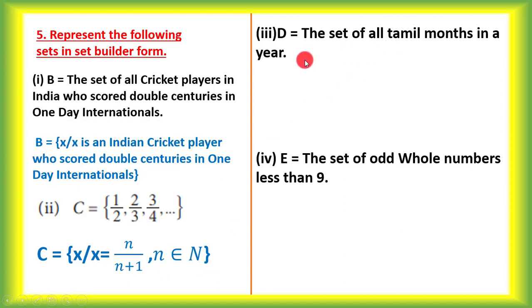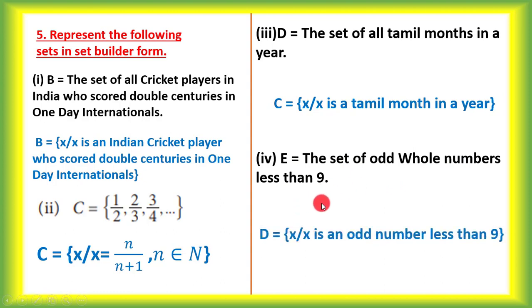Set of all Tamil months in a year. So in the place of set of all we write set of all x such that x is a, the remaining is the same: Tamil months in a year. Similarly, the final problem, E equal to set of odd whole numbers less than 9. So E is set of all x such that x is an odd number less than 9.